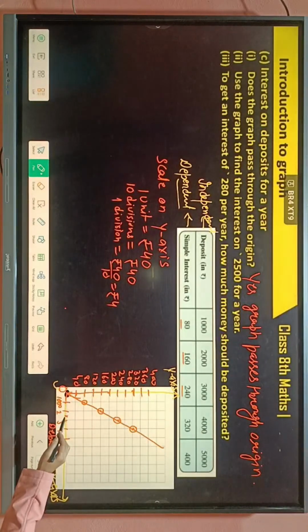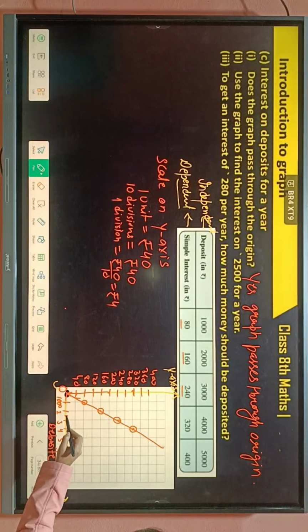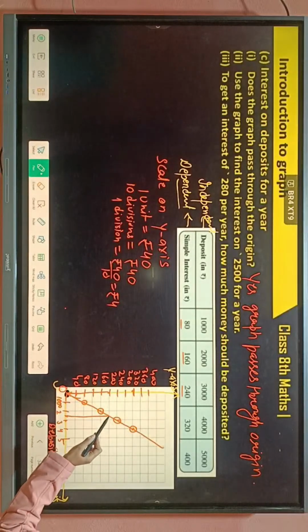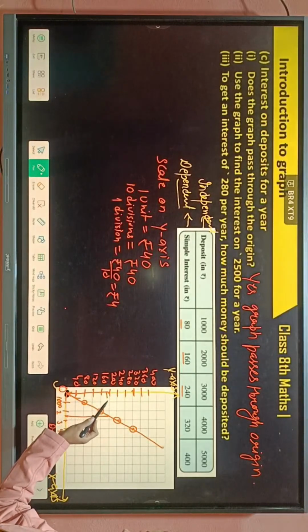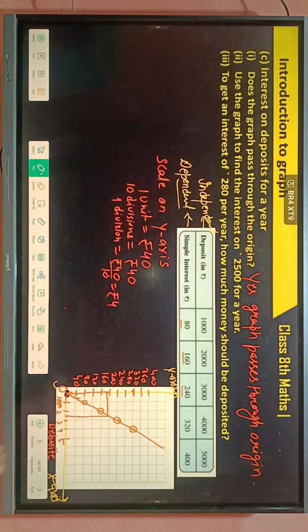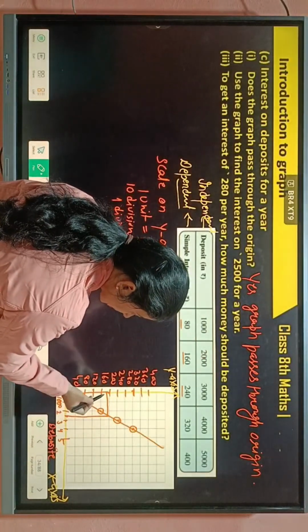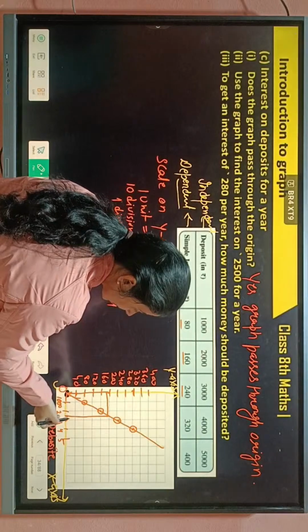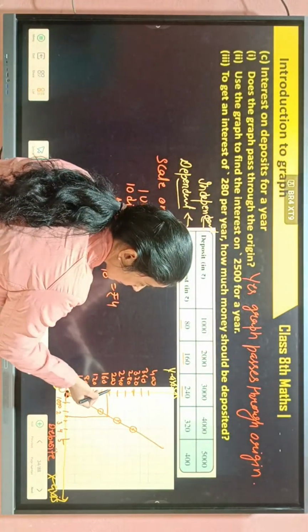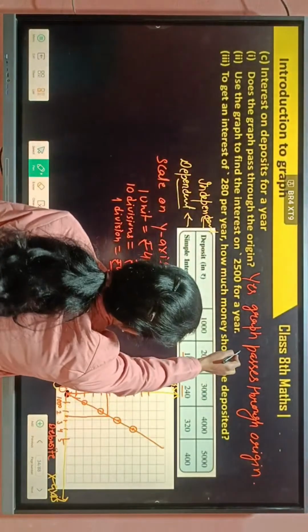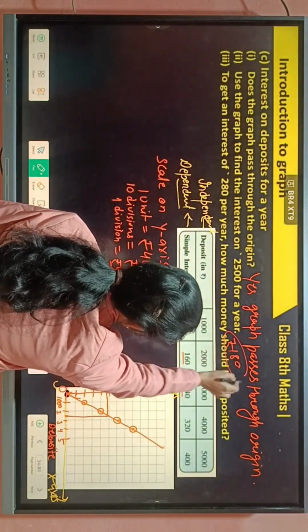This is 2500. So take a scale and draw a line where this line will intersect your plotted graph. Then you have to check the corresponding value on the y-axis. When it is 2000, then it is 160, and corresponding to 2500, it will be in between, near about 180 rupees, 180.